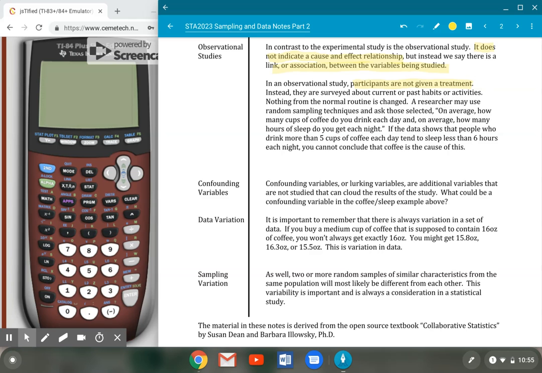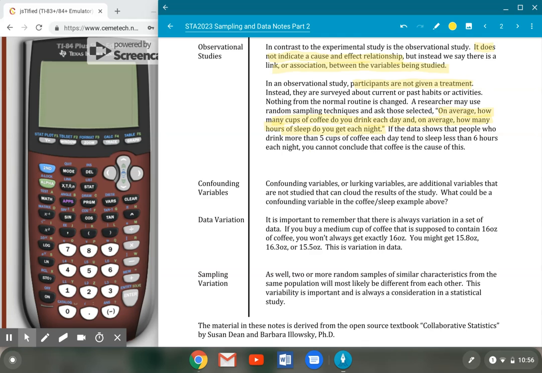In the experimental study, I had different groups drinking different amounts of coffee, and then a placebo group and all kinds of things there. But in an observational study, I would just have my random sample, and I could ask on average, how many cups of coffee do you drink each day? And on average, how many hours of sleep do you get each night? And see, is there a relationship between the amount of coffee a person is drinking and how much sleep people are getting each night? Now, let's say the data shows that people who drink more than 5 cups of coffee each day tend to sleep less than 6 hours each night.